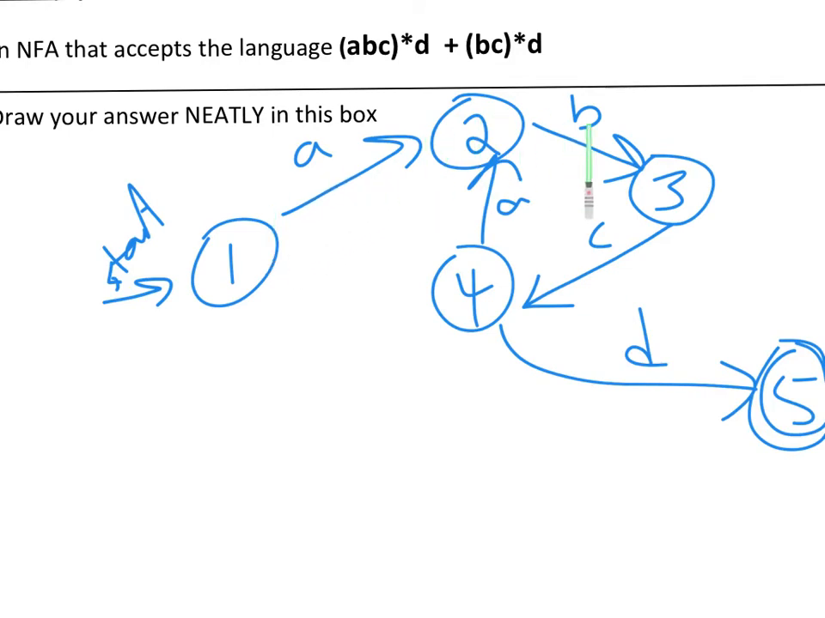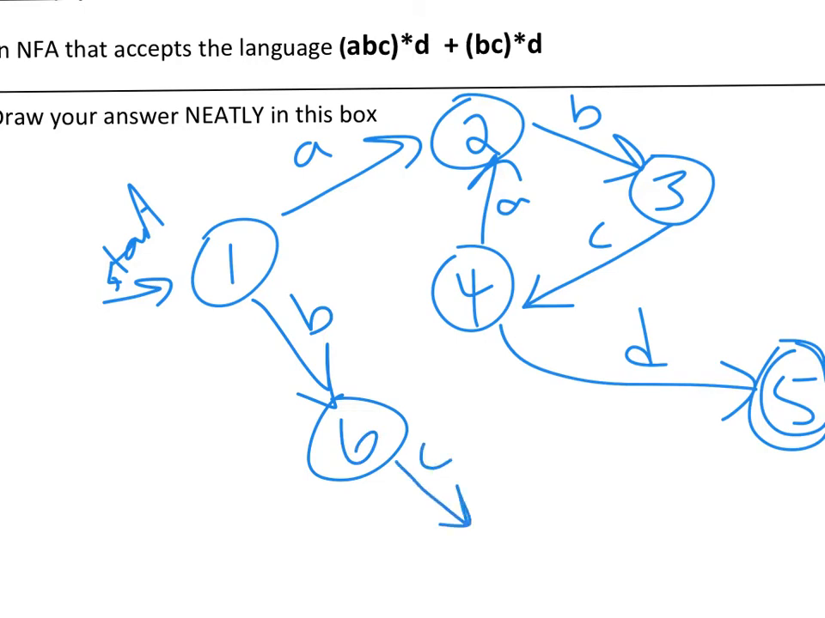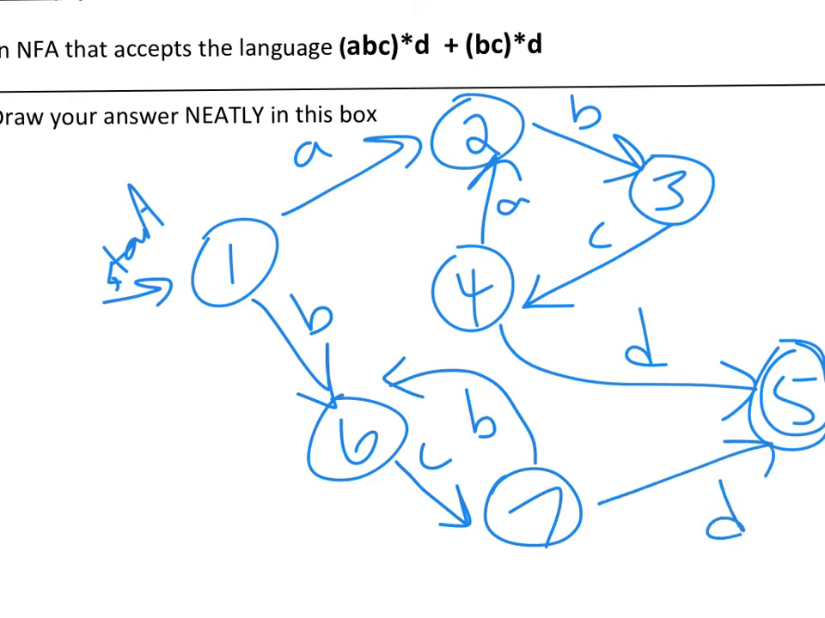So I can do A, B, C, A, B, C, A, B, C, A, B, C as many times as I want, and then I go to D. Or I could have BC star D, so that would be a B. And what do we got? 2, 6. And then a C, which will be 7. And then we could have more of those BCs if we want, or we could just have the D to go back there.